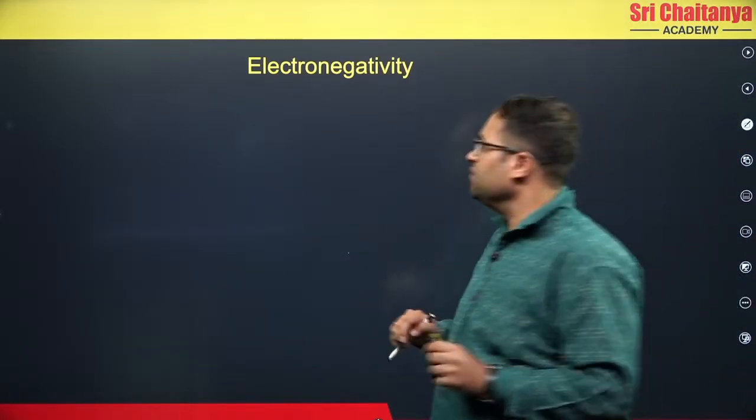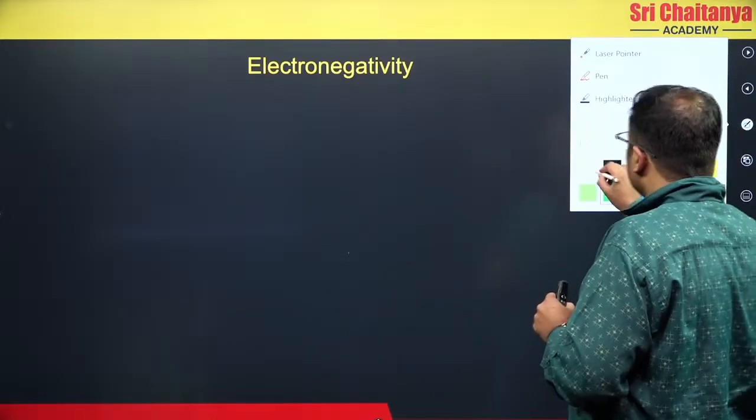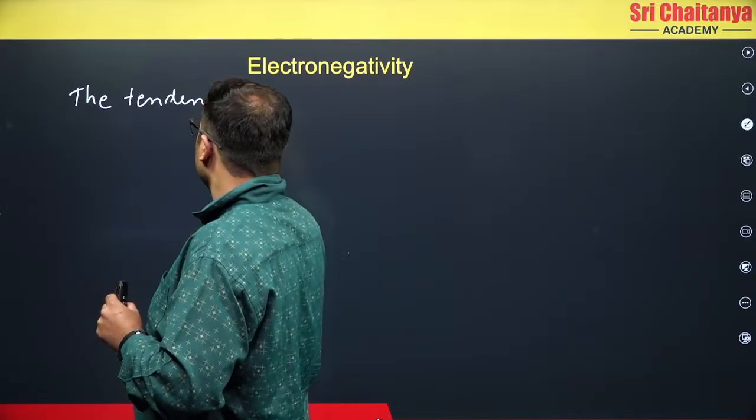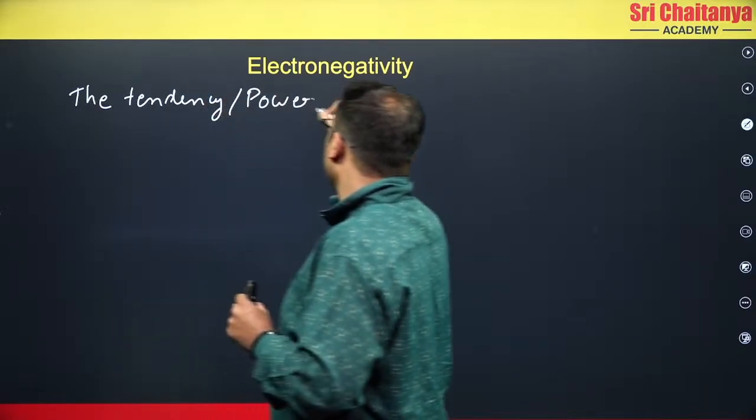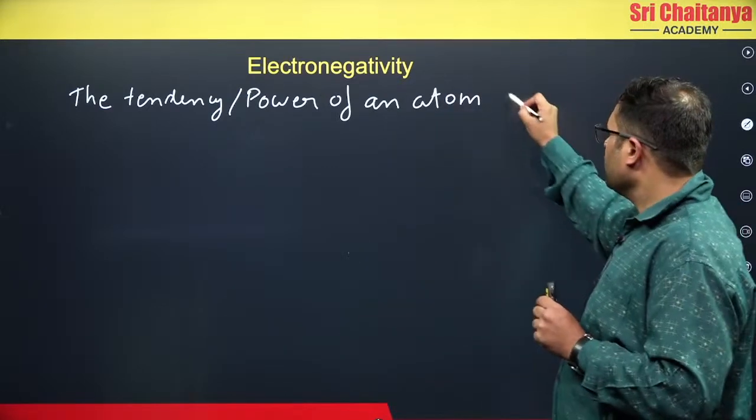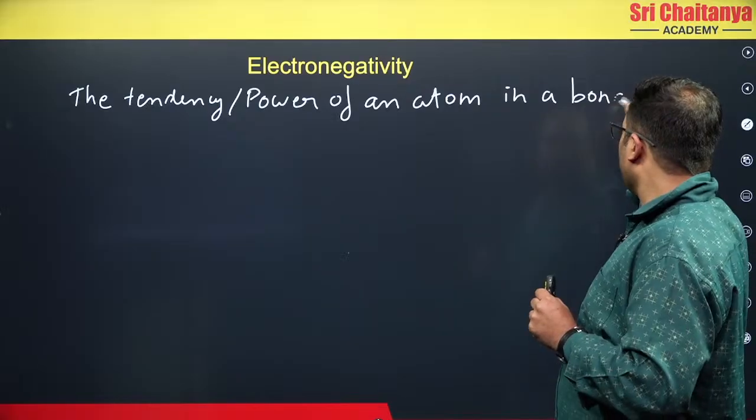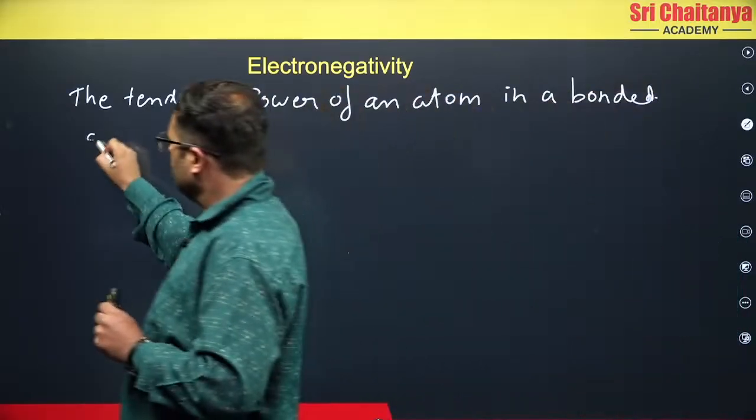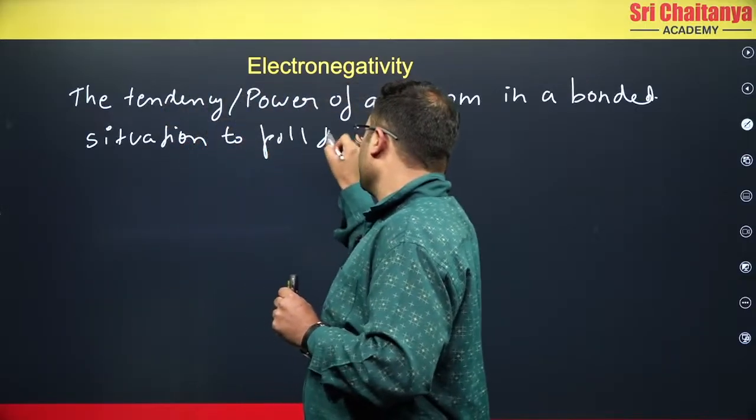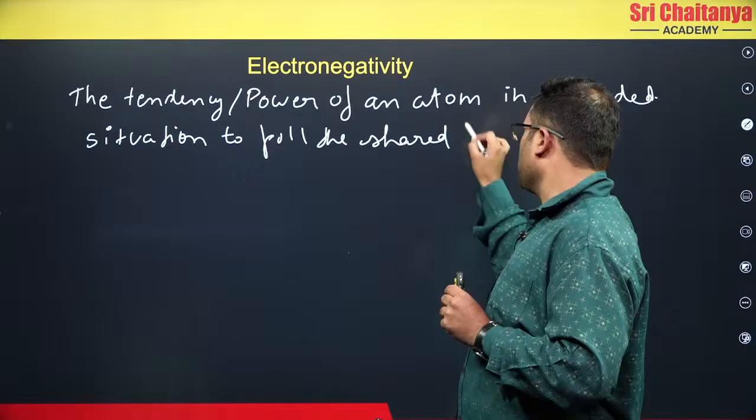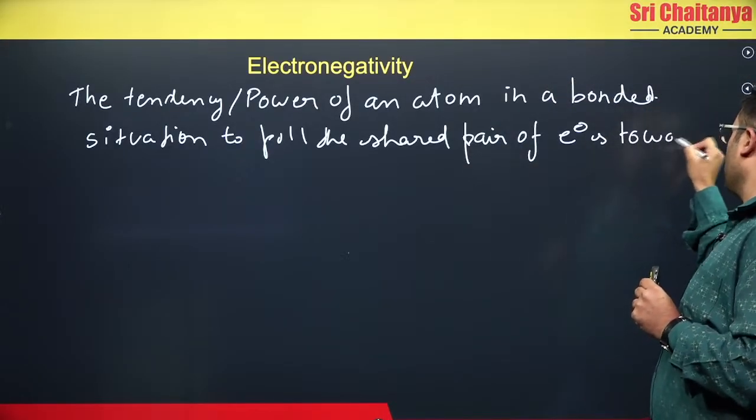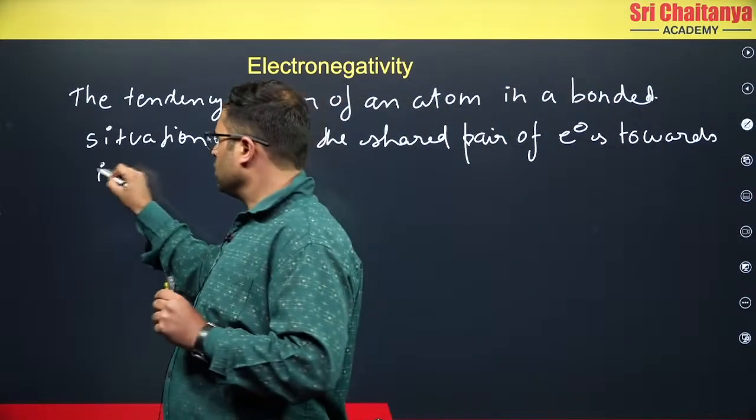Electronegativity. Now what is electronegativity? It is the tendency or power of an atom in a bonded situation to pull the shared pair of electrons towards itself.